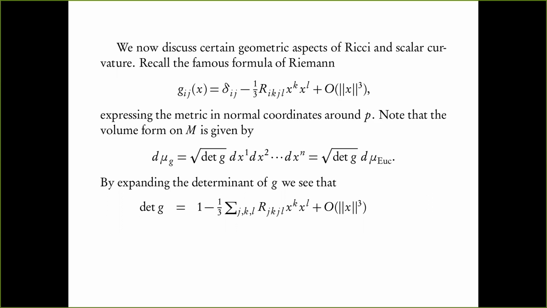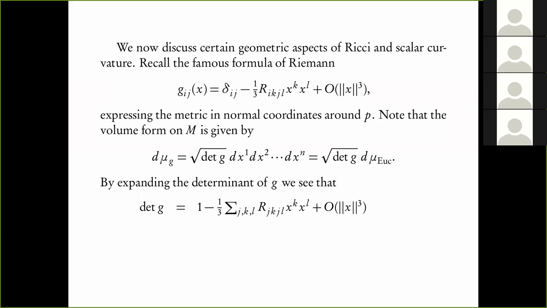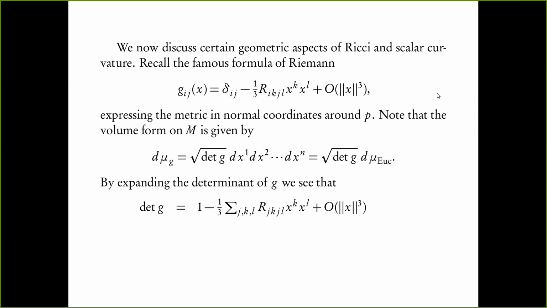But before that, can we simplify this somehow? I mean, this summation, R_jkjl x^k x^l, does it seem to be simplifiable? Can we simplify this somehow? Sir, the second term has something to do with the Ricci scalar, perhaps?